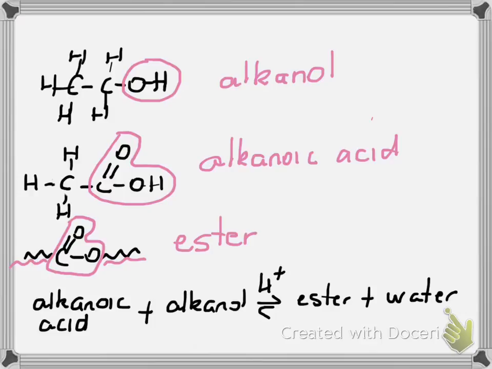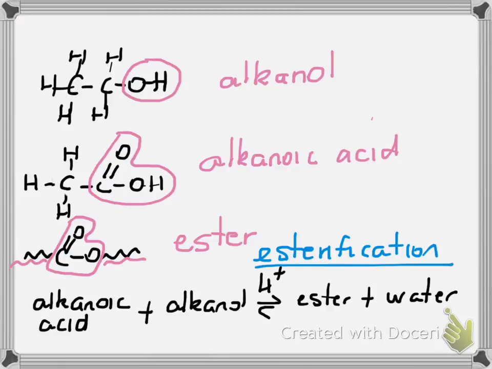The process of esterification involves an alkanoic acid reacting with an alkanol to give an ester plus water. Notice it's an equilibrium reaction. It doesn't go to completion. There is always some alkanoic acid and alkanol left at the end, and it requires an acid catalyst, concentrated sulfuric acid.